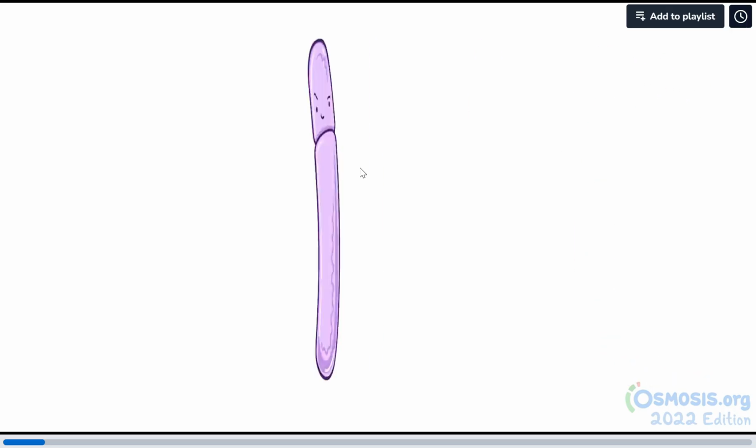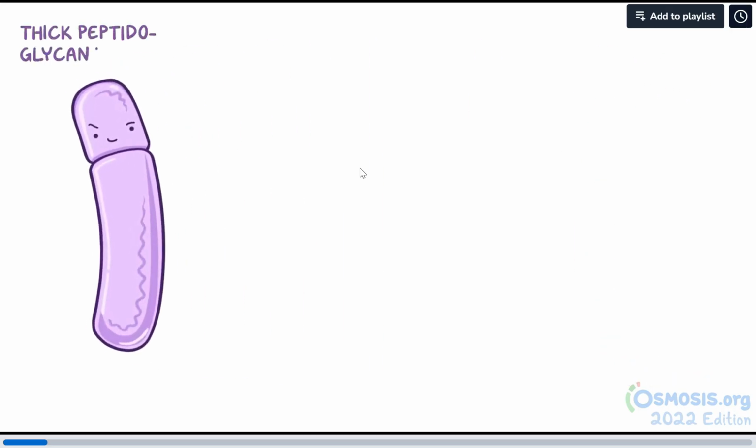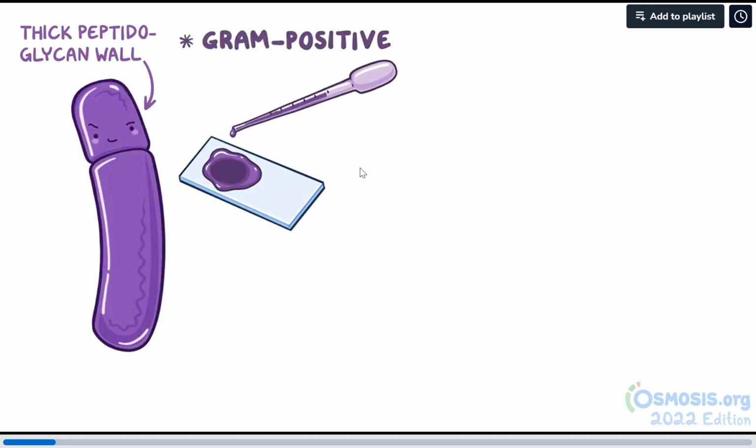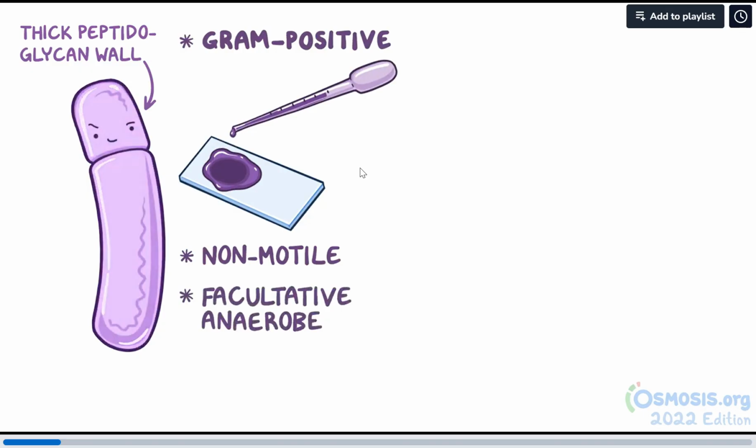Okay, now B. anthracis has a thick peptidoglycan cell wall, which takes in purple dye when gram-stained. So this is a gram-positive bacteria. Also, it's a non-motile bacteria and a facultative anaerobe, meaning it can survive with or without oxygen.